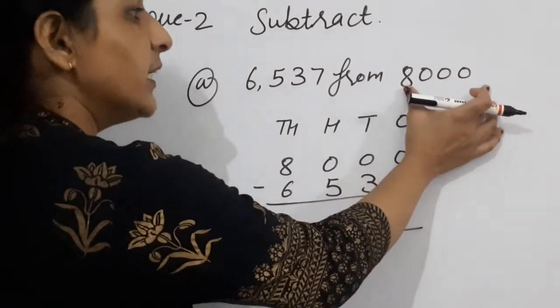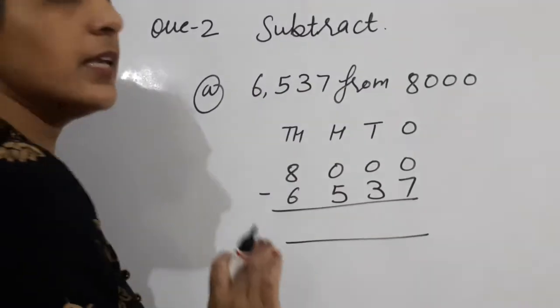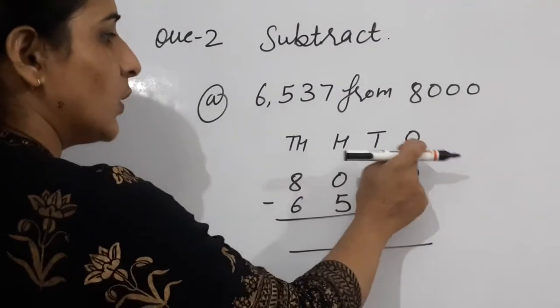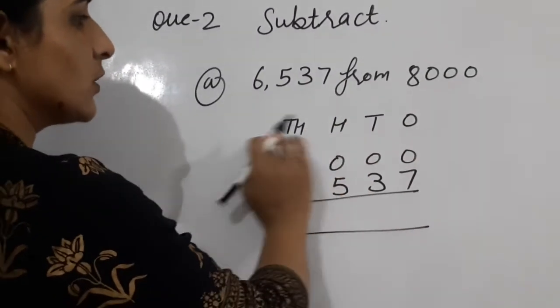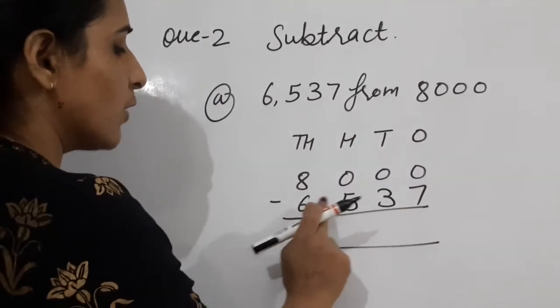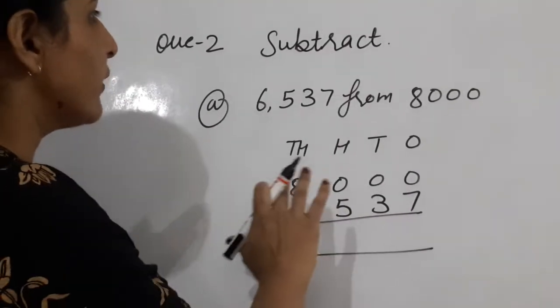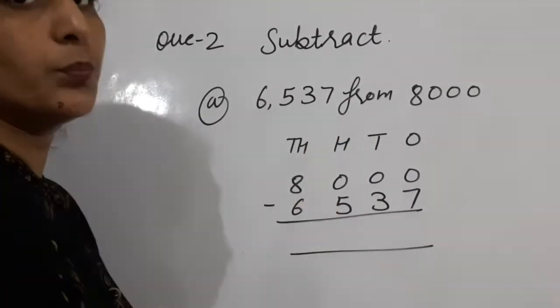So first we write 8000, after that we write 6537. Clear? So you write ones, tens, hundreds and thousands. You write the places here. Then you write 8000 minus 6537. In this question we are doing it by regrouping, arranging by regrouping here.